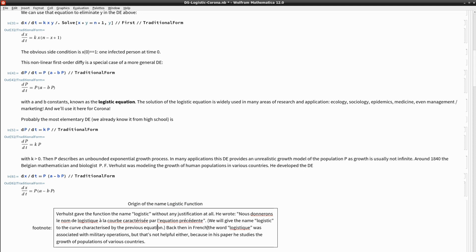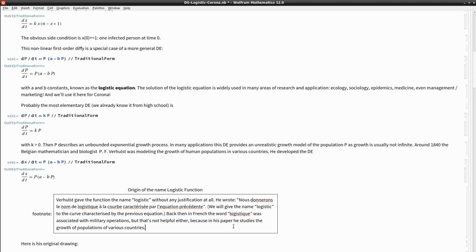Back then, in French, the word logistique was associated with military operations, but unfortunately that's not helpful either, because in his paper he studies the growth of populations of various countries. He also presents a lot of statistics about different communities in the United States. So unfortunately we don't know where the name comes from and why he chose it, because in this paper where he introduces the name, he's not talking about any military strategies.